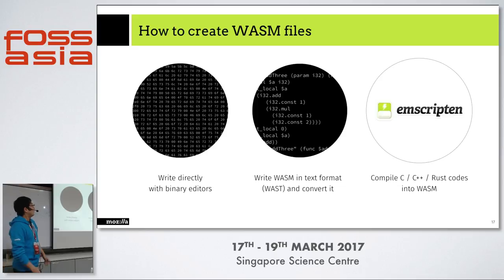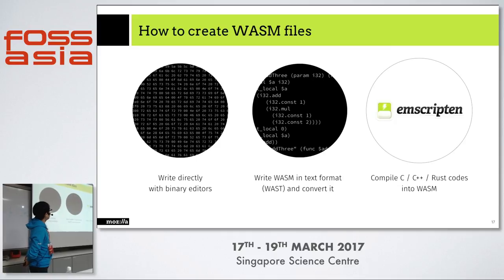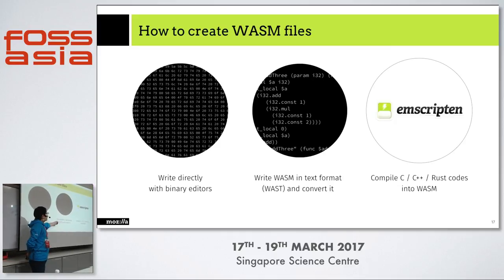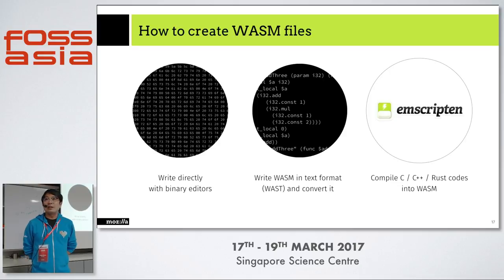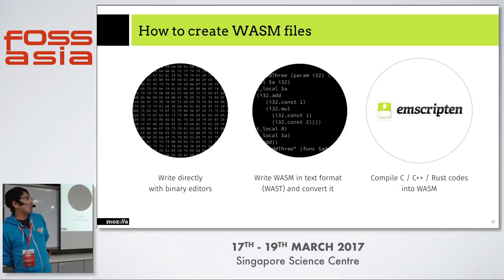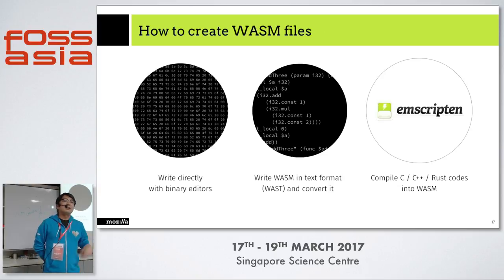And here we have several means to create a WASM program. It is a binary file, so we could write it by hand with a binary editor, but that's very tough. Actually, it's very rare. Some freaks can do that, but I cannot. The second one is to write WASM in a text format, like an assembler, and convert it into binary files. In small programs we can do that.